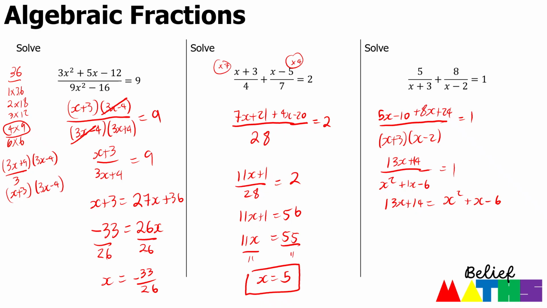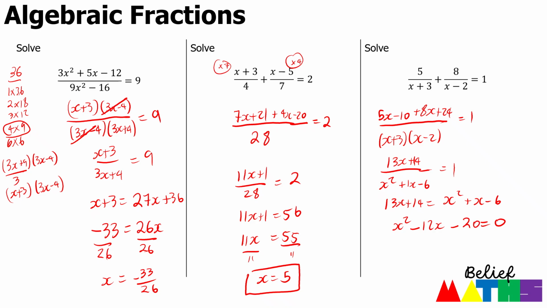And now we're going to rearrange this to get a quadratic. Because it's a quadratic, it needs to equal 0 like we said before. And we get x squared minus 12x and minus 20 equals 0. Sorry, I should say 20.